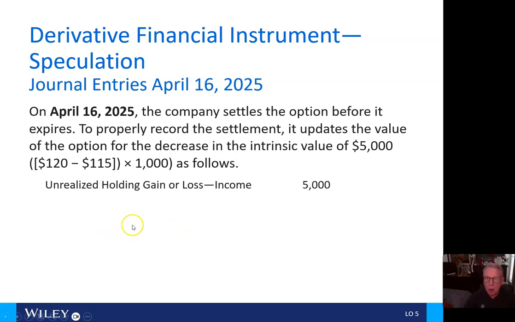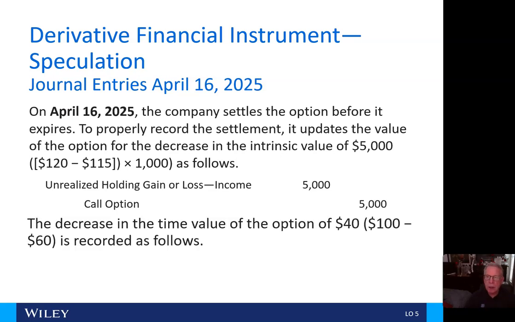We have a debit to unrealized holding gain or loss - income and a credit to the call option of $5,000. Now, the decrease in the time value of the option of $40, that's the $100 less the $60, is going to be recorded as follows. We'll have an unrealized holding gain or loss - income debit for $40 and a credit to call option for another $40.